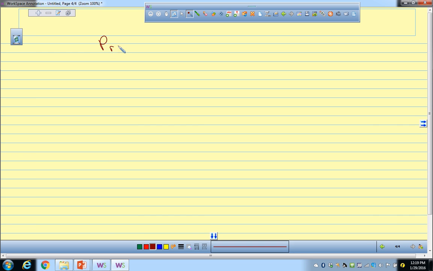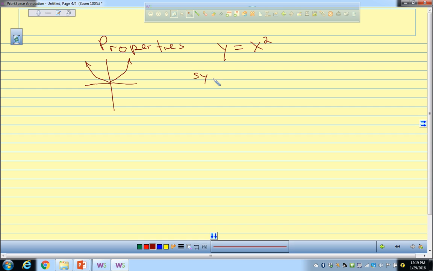Some properties of y equals x squared. This is your parent quadratic function. So if I were going to graph that, again, it looks something like this. It is symmetric about the y-axis, and it's also even. Okay?